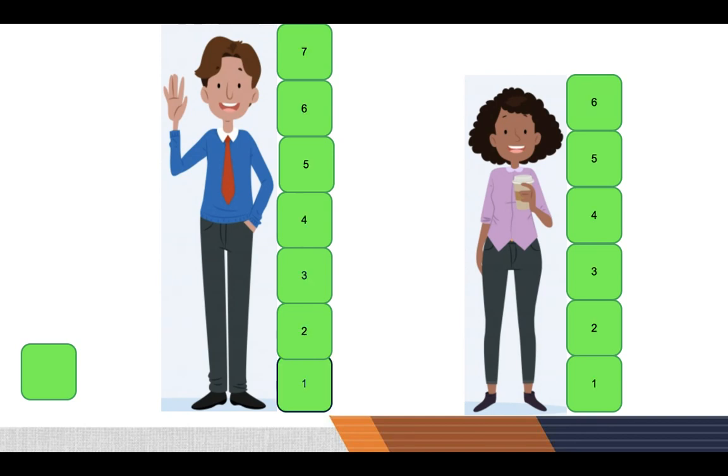Then we count them up and we see that the man is 7 blocks tall and the woman is 6 blocks tall. Because we know 7 is a bigger number than 6, we can say the man is taller and we can say the woman is shorter.